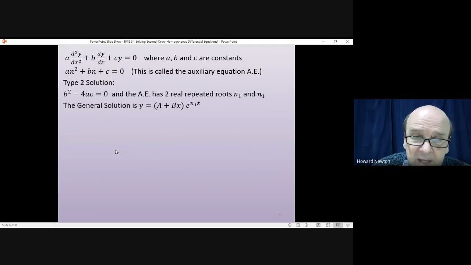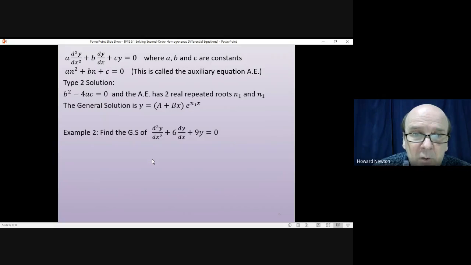And if that's the case, then the general solution is y equals a plus bx, times by e to the n1x. And you'll notice an x creeps in here, which wasn't in the first solution. That often happens when you're solving differential equations and you have a little bit of an issue. Just throwing in an x, surprisingly frequently, solves the problem.